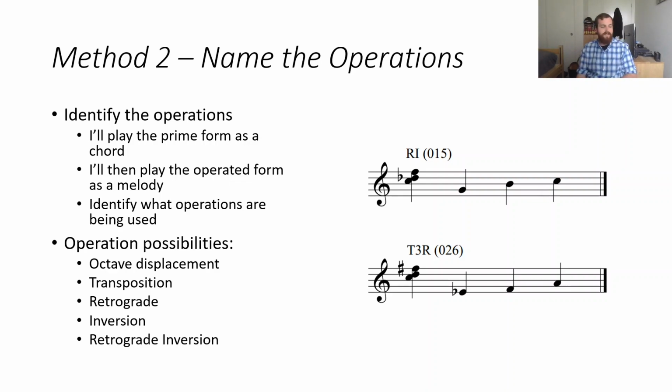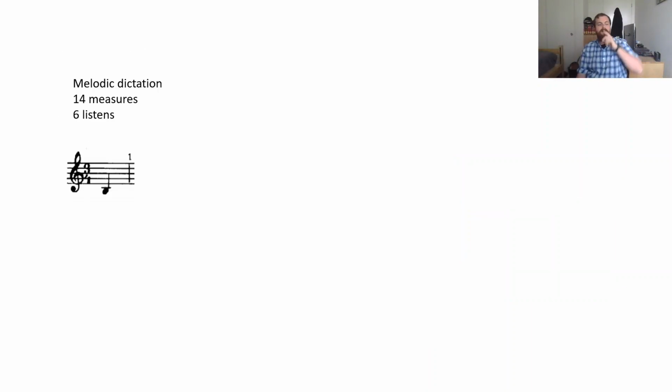Okay. Let's go ahead and now wrap up by doing a quick melodic dictation and a quick Modus Novus chord construction. Okay. 14 measures. I'm going to give you 6 listens. I'm giving you only 6 listens because rhythmically it's not very active. So it's something that I think is very accessible within 6 listens. Okay, so here we go.